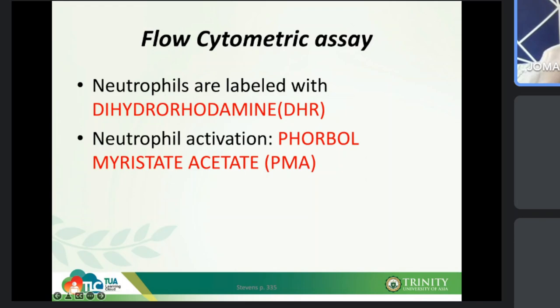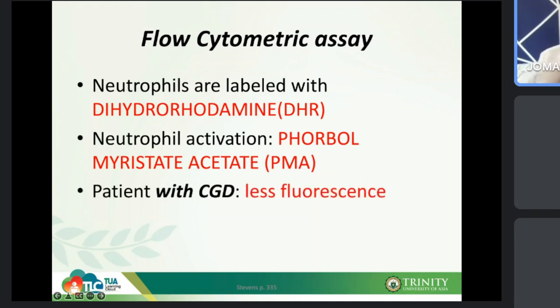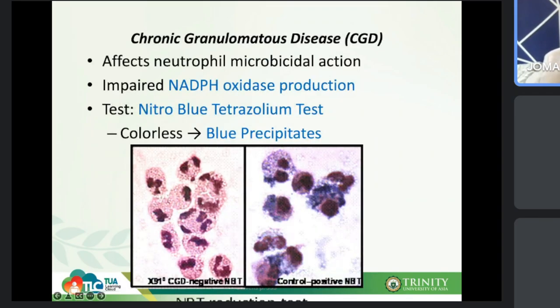Tapos, patients with chronic granulomatous disease would have less fluorescence. Bakit less yung fluorescence nila? Because even in the presence of your phorbol myristate acetate, hindi sila na-activate kasi nga wala silang NADPH oxidase na kailangan for that. So, this is a new procedure to diagnose your chronic granulomatous disease. So, less fluorescence, CGD. No blue precipitate, CGD pa rin. Anong meron kay chronic granulomatous disease? Impaired yung NADPH oxidase production niya or yung oxidative burst during bacterial digestion.